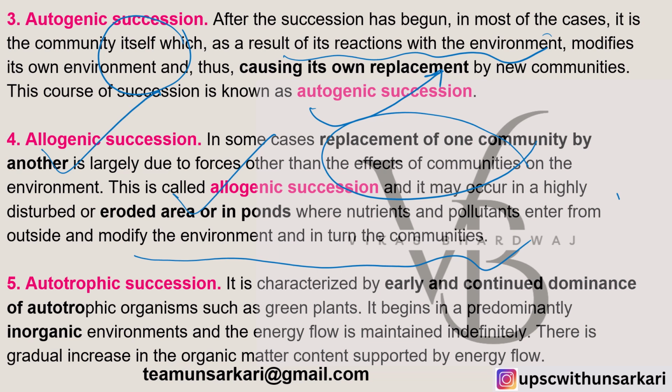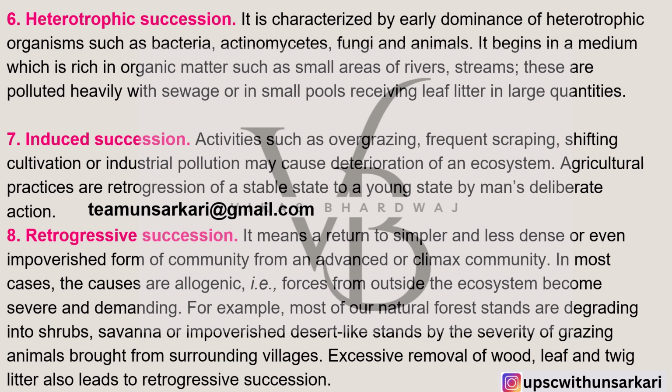Autotrophic succession is characterized by early and continued dominance of autotrophic organisms. What are autotrophic organisms? Say green plants. So it begins in a predominantly inorganic environment. The energy flow is maintained indefinitely, and there is a gradual increase in the organic matter content supported by the energy flow. Similarly, heterotrophic succession is characterized by early dominance of heterotrophic organisms such as bacteria, actinomycetes, fungi, animals. It begins in a medium which is rich in organic matter, such as rivers and streams heavily polluted with sewage, or small pools receiving leaf litter and household garbage and so on. So that is heterotrophic succession.